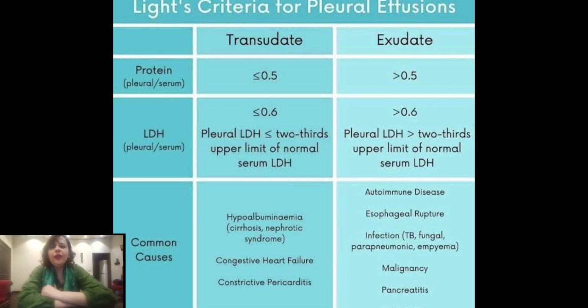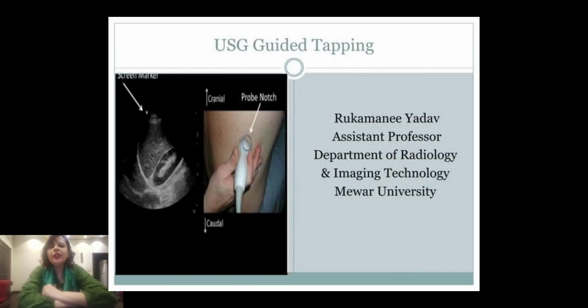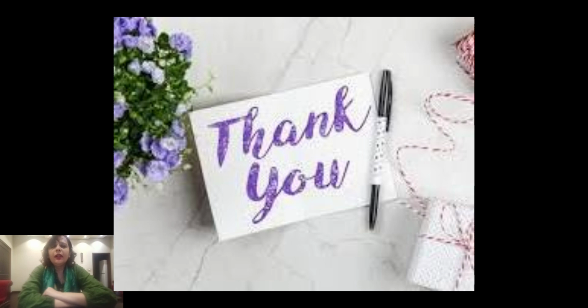Then what is the treatment of pleural effusion? The treatment of pleural effusion is aspiration under ultrasound guidance. This aspiration can be for diagnostic purposes or it can be for therapeutic purposes. Definitive treatment is that of the underlying cause.